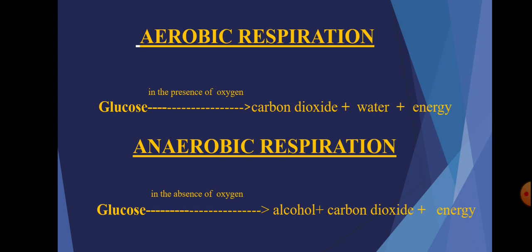For example, yeast, as I already told. These are unicellular organisms that exist in the absence of oxygen, and as a byproduct they release ethanol and carbon dioxide. That is why they are used to make wine and beer. This is called alcohol fermentation. Lactic acid is also released in fermentation.